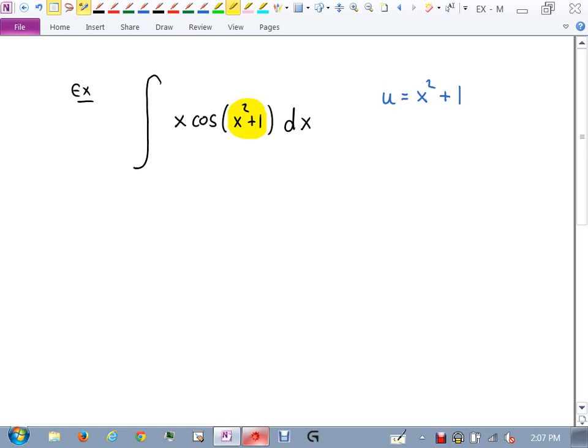So what I'm going to do now is what I did before. I'm going to take the derivative on both sides with respect to x over here on the right. I get du dx is what? 2x, right? Multiply both sides by dx.